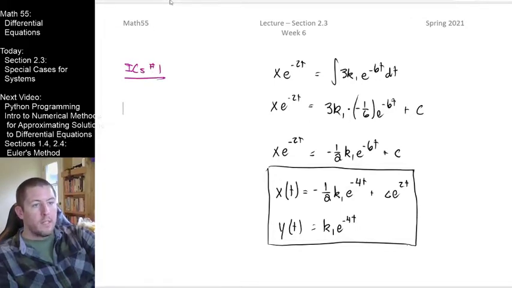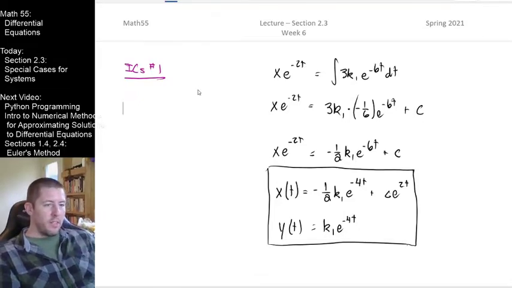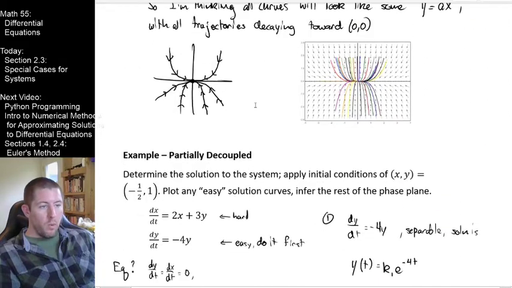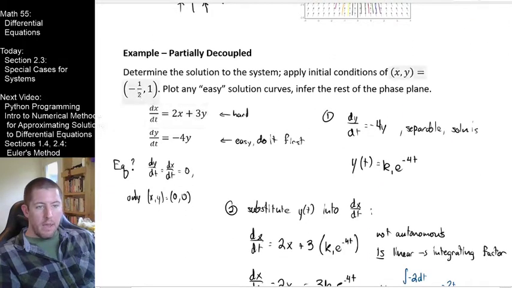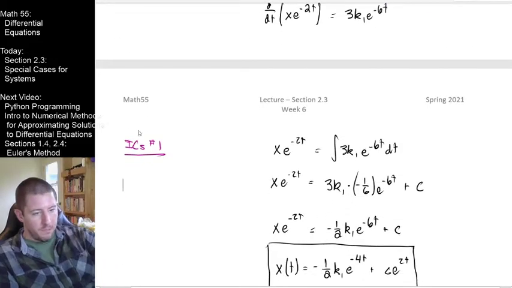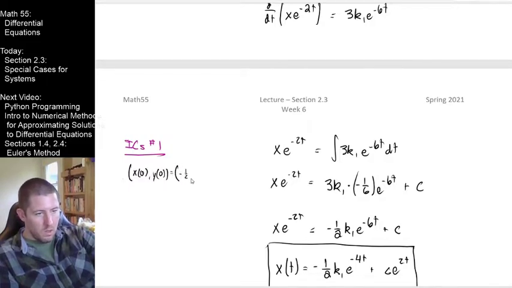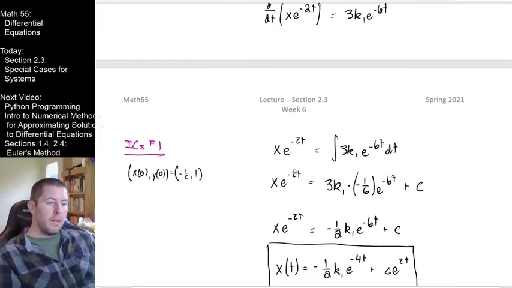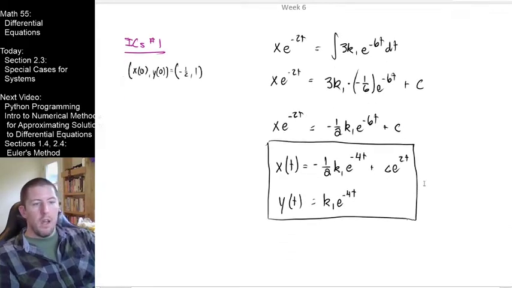So let's look at one set of initial conditions that could be associated with this that are nice, and then we'll look at one set that work out a little bit less nice here. So what were these? We said x, y being negative 1/2, 1 as my initial conditions. All right, so let's go ahead and apply these to our system right here.